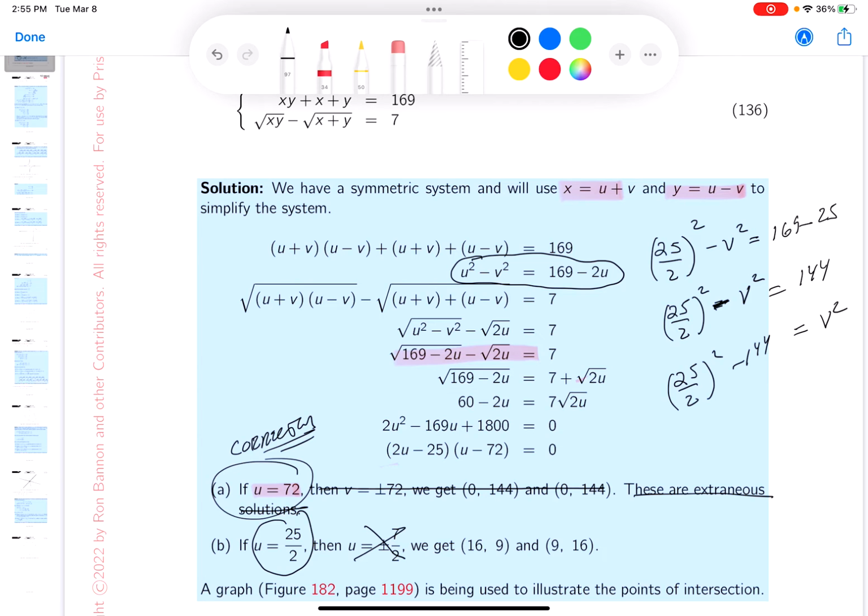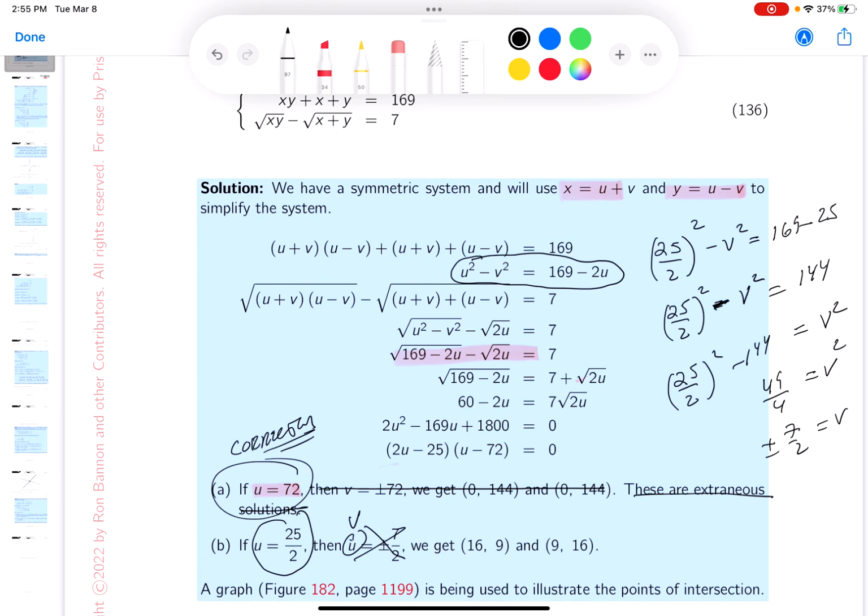I'm just going to use the calculator on it. And what do you get? Let's see, 25 squared divided by 4 minus 144. And what do you get there? You get 49 quarters. So V squared is 49 quarters. So what does that mean? V is plus or minus 7 halves, all right? So this should read not U, but it should read V, all right?